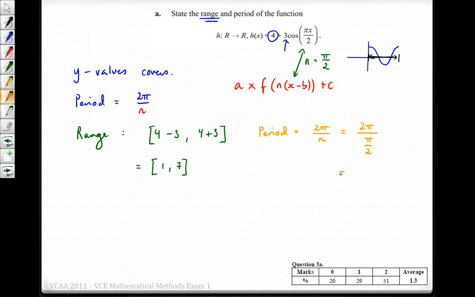So we can treat this as 2 pi on 1 multiplied by 2 divided by pi. And finally, by cancelling out the pi's, we should get that this is just equal to 4. So our period is 4, and our range goes from 1 to 7.